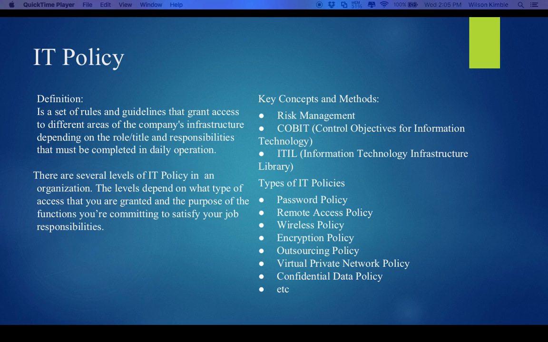The different types of IT policy are password policy, remote access policy, wireless policy, encryption policy, outsourcing policy, VPN policy, confidential data policy, and many, many more, which are needed to provide security and to provide value to the organizations, therefore not allowing hackers and other individuals to access very critical and vital information.